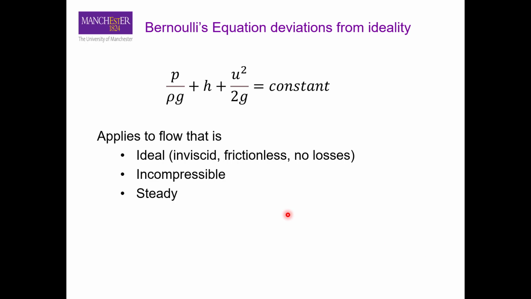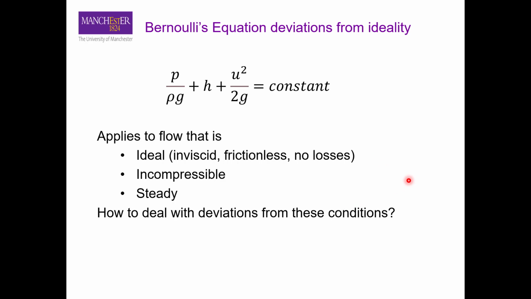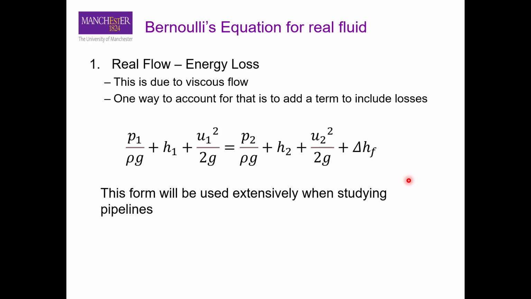So we use Bernoulli's equation, and we said, okay, if we use this equation for an ideal, incompressible, and steady state system, we can get the volumetric flow rate from this constant level tank. But what if we have deviation from these ideal conditions? Okay, so let's look at these deviations now.